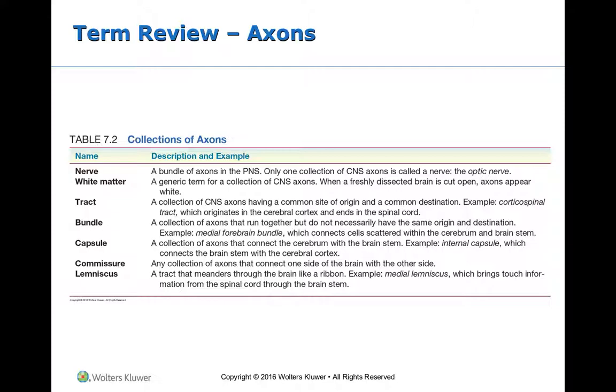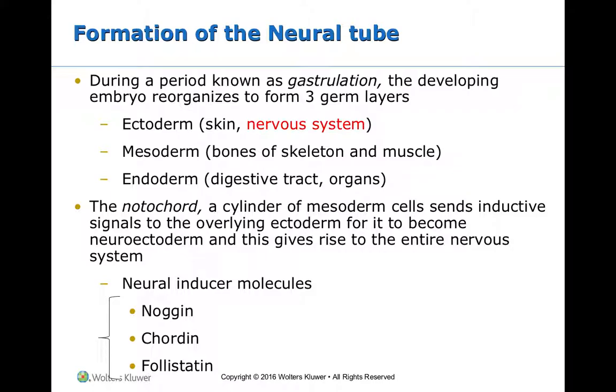Now, I'm not going to give you a question asking you to differentiate and tell me all the differences between all these collections of axons. You'll be able to learn these terms in time as they relate to actual structures, like the medial forebrain bundle, the optic tract, white matter that is composed of myelinated axons versus gray matter. So now we're getting into the formation of the nervous system itself.